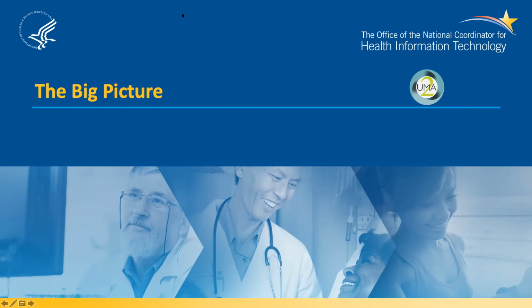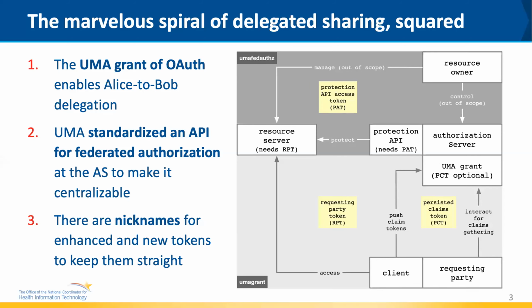So first, I want to do just a little bit of a big picture technical landscape. And so we'll start with what we call the marvelous spiral squared. People who work on UMA are known as humanitarians, and UMA's trust model has been inspired by Fibonacci's marvelous spirals. So this is a square-edged version of that spiral. So UMA is defined in its main spec as an extension grant of OAuth. And that bottom half of this picture is representing the OAuth 2 extension grant that is UMA. And it defines how you do Alice to Bob sharing. As well, there's a subsidiary spec, which we call UMA Federated Authorization, and that standardizes an API for centralizing the interactions of an AS with however many RSs, an authorization server with however many resource servers.